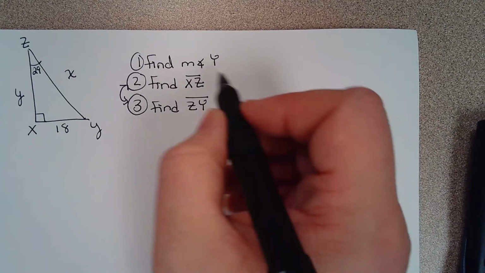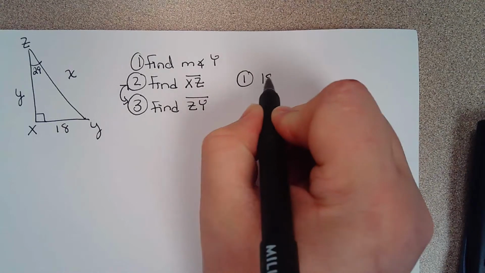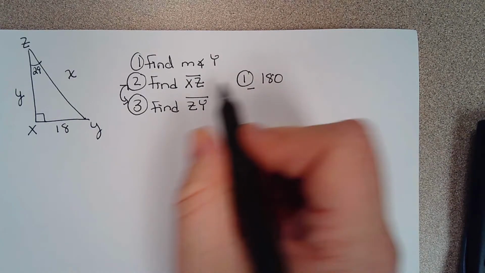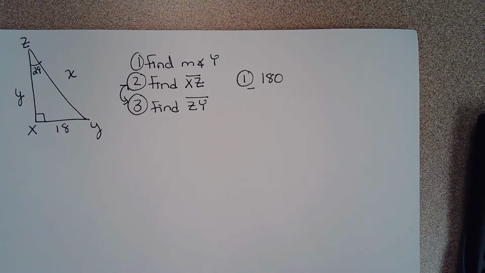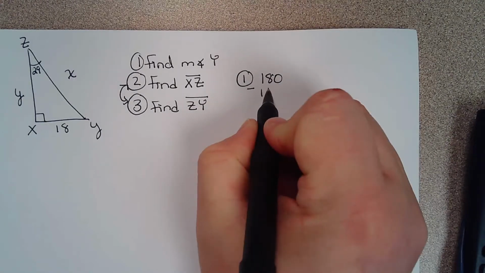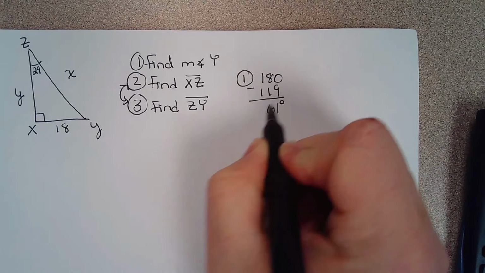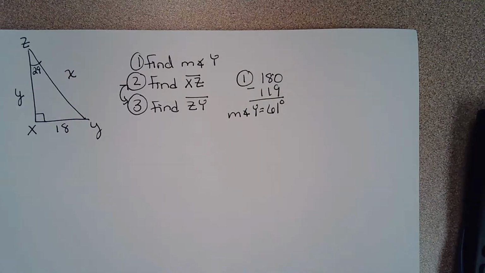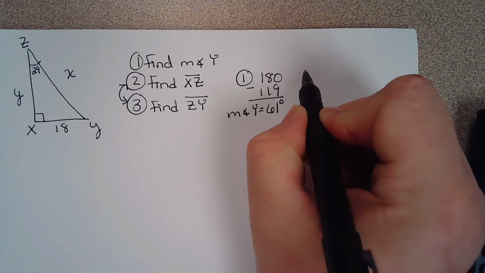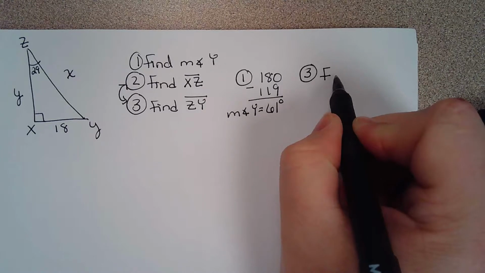So for number 1, we are going to say, okay, I have 180 minus, well, I have 29 and 90. So 90 plus 29 gives me 119. We subtract the 2 and we're going to get 61 degrees. So that means measure angle y equals 61 degrees. So that one was very straightforward. Now, we need to do part 3 before we do part 2. So really, it should have been switched around when I wrote it.